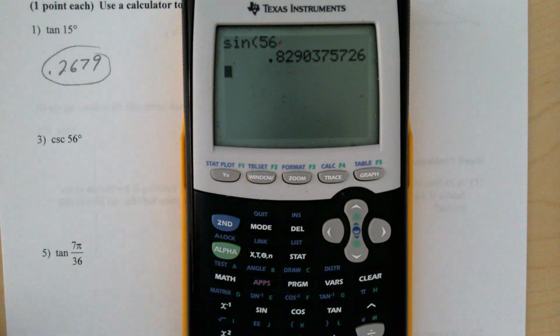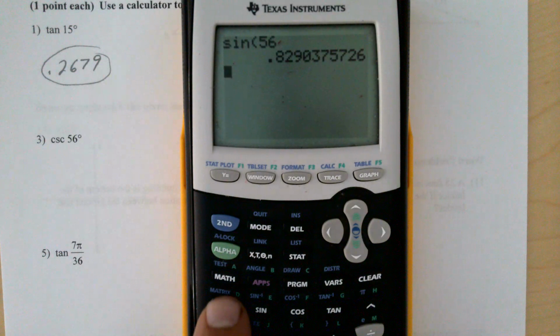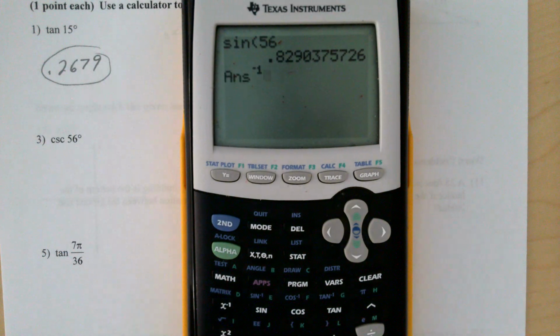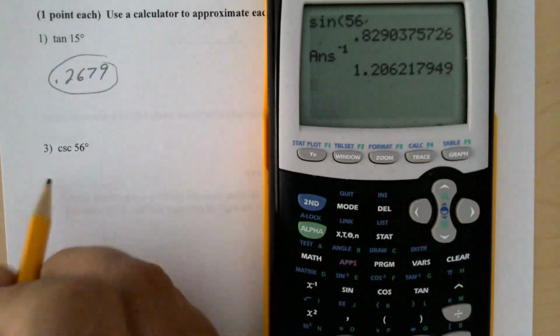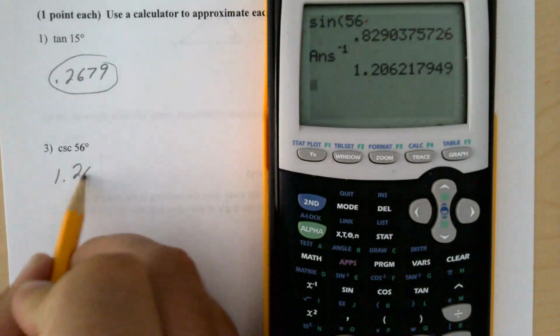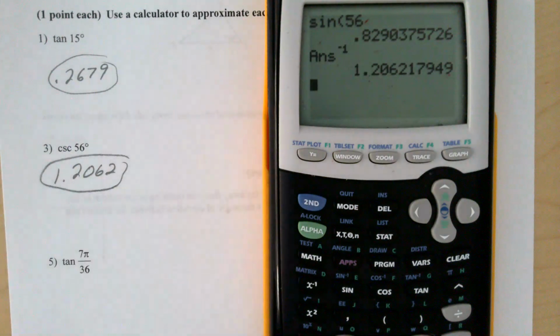0.8229. But I need to flip this. I want my hypotenuse. I want the bigger side, the longest side of a right triangle is the hypotenuse. I want that on top of the opposite side. So to do that, I hit this x to the negative 1. And so when we do that, we expect an answer greater than 1, and we see a ratio of 1.2062. Okay, should be very easy.